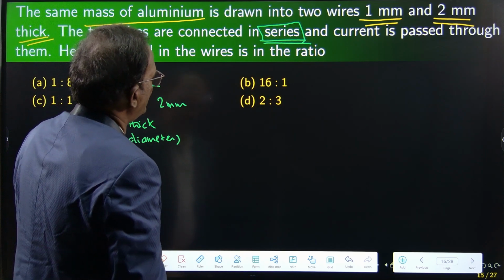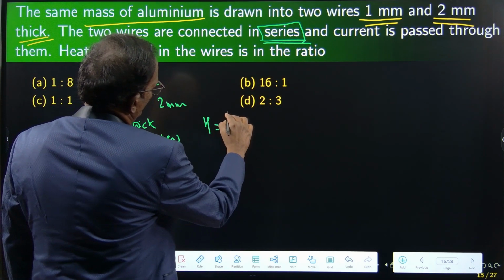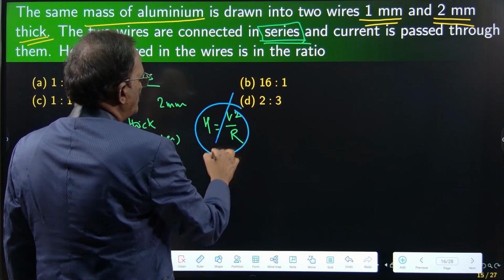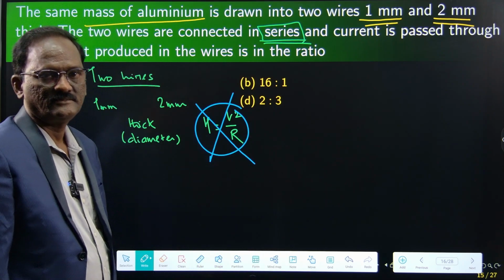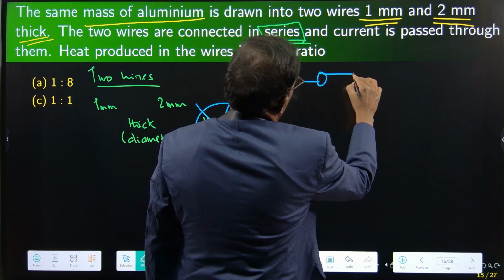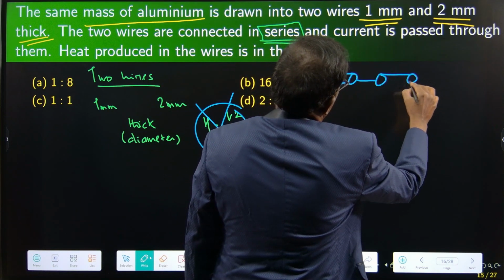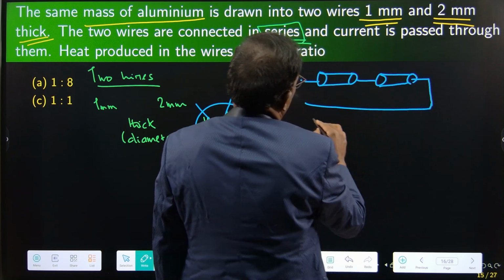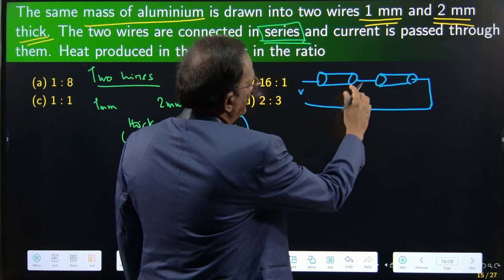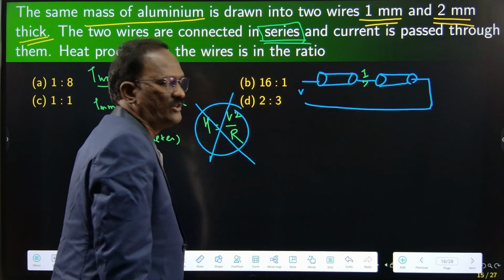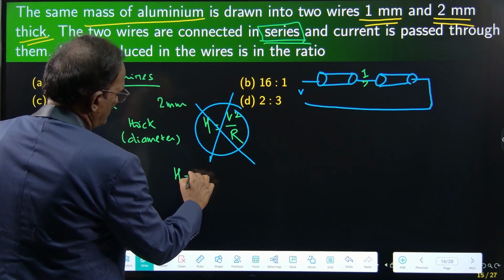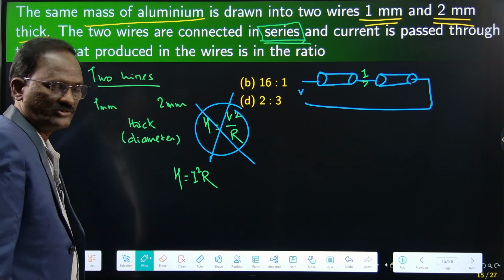Heat produced in the wires is in the ratio? H is equal to V square by R, isn't it? This formula we should not use here. Important. Why? The two wires are connected in series. This is wire 1, this is wire 2. They are connected in series, so the current is the same. Voltage is not the same, it is divided. So we should not use this formula. We must use H is equal to I square R here.